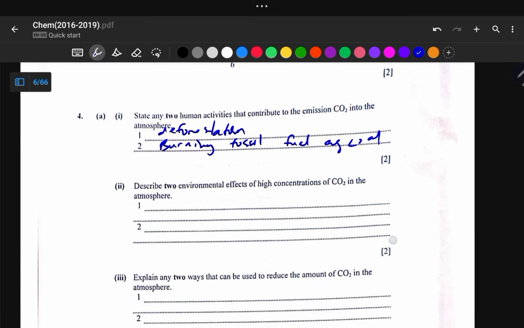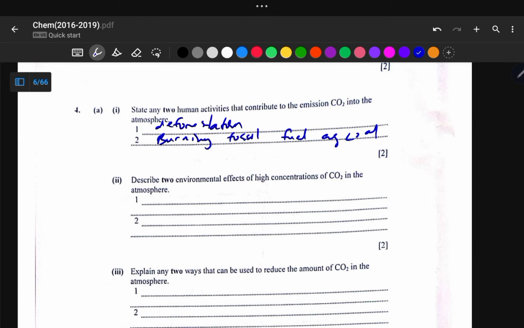And then describe 2 environmental effects of high concentration of carbon dioxide in the atmosphere. We are guided by the term environmental effects, right? So we want the effects of carbon dioxide on the environment. So we've got global warming, which is defined as the continuous rise in temperature, right? And also we have ocean or aquatic acidification, right?